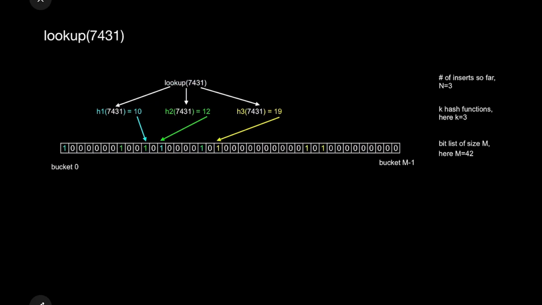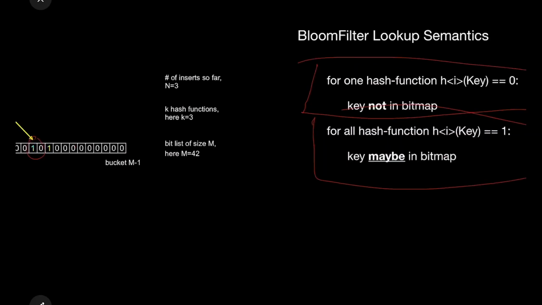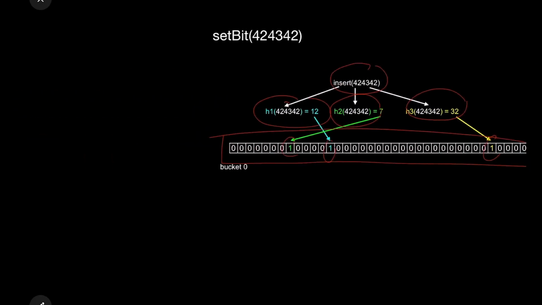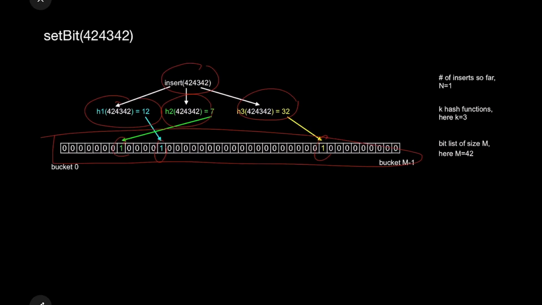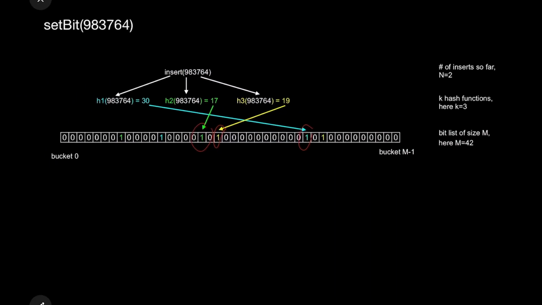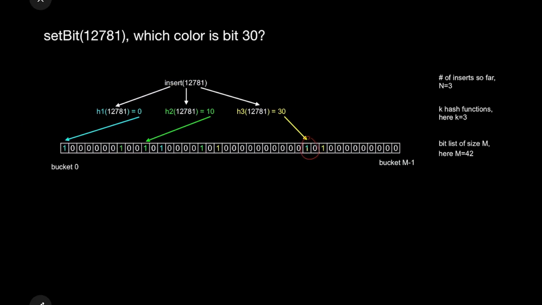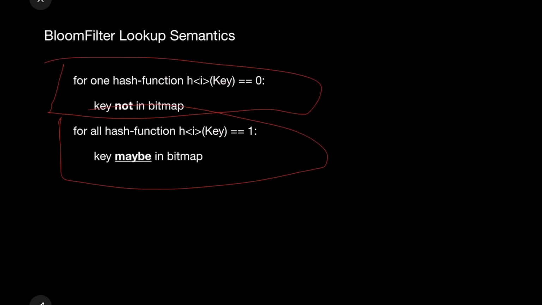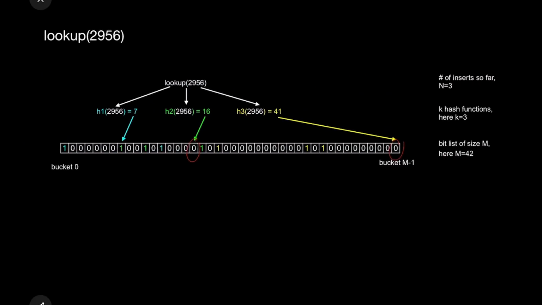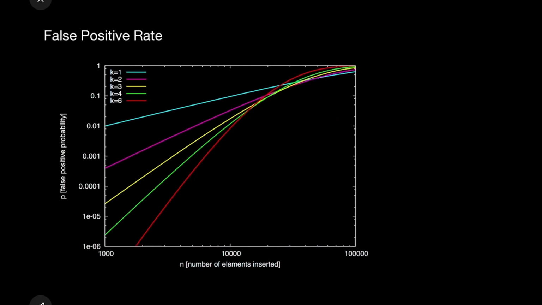And here's another one that returns all ones, 7431, and I think that's something we never inserted. If you go back, yeah, we inserted this, that, and that, but 7431 was never inserted. Still, the Bloom filter is not able to differentiate those cases. So here it doesn't really help.